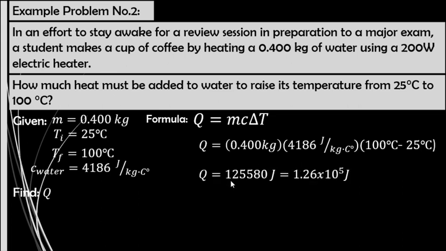Computing this, we will arrive with an answer of Q is equal to 125,580 joule, or if you want to express this in scientific notation, this is also equal to 1.26 times 10 raised to 5 joule. So this amount of energy is the needed energy by our water for it to change its temperature from 25 degrees Celsius to 100 degrees Celsius.